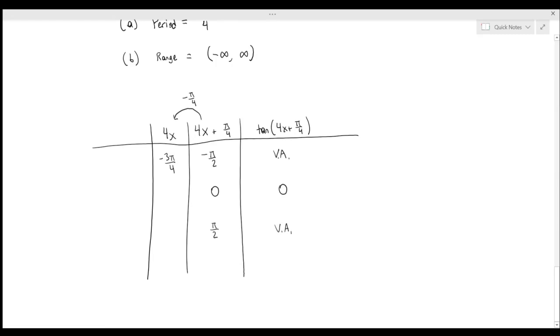Next we have 0 minus pi over 4. So we get minus pi over 4. And then pi over 2 minus pi over 4. Again, common denominator, so make this 2 pi over 4. So 2 pi over 4 minus 1 pi over 4 leaves you with 1 pi over 4 remaining.